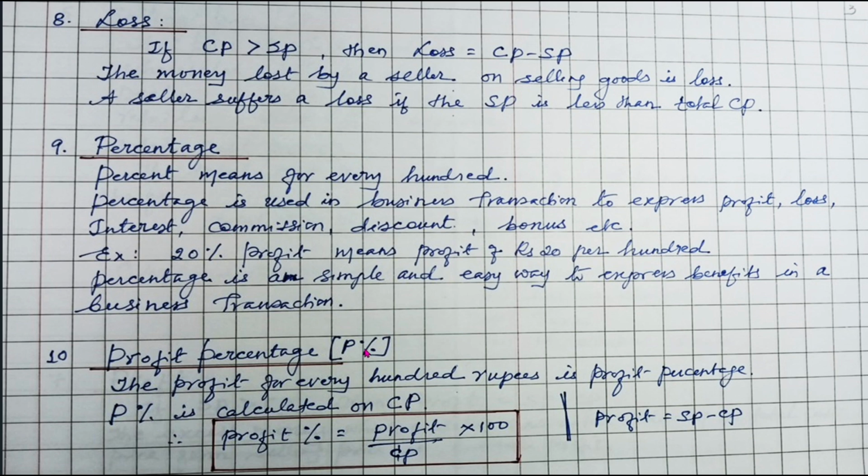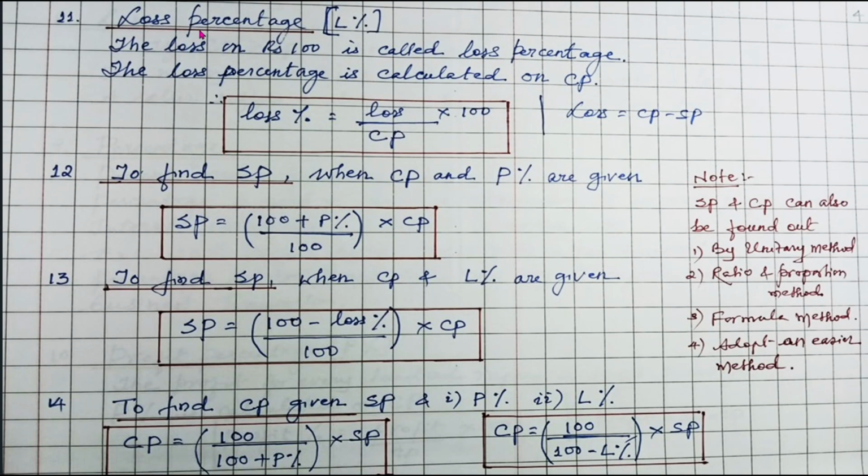Now, the profit for every 100 rupees is called the profit percentage. The profit percentage is represented as P% and is calculated on CP. So profit percentage is equal to profit upon CP into 100. Remember, profit is SP minus CP. Now, the loss on rupees 100 is called the loss percentage. The loss percentage is calculated on CP. Loss percentage is equal to loss upon CP into 100, and loss is found by taking the difference of CP and SP. So CP minus SP will be the loss, and using this relation we get the loss percentage. Generally, we express the profit and the loss in terms of percentage.